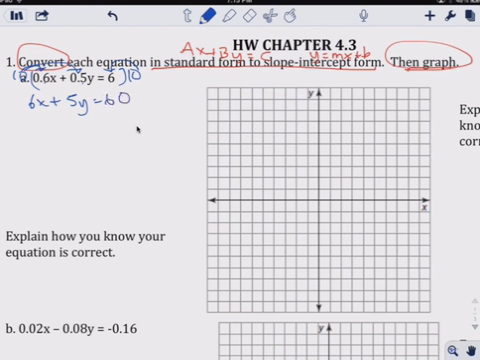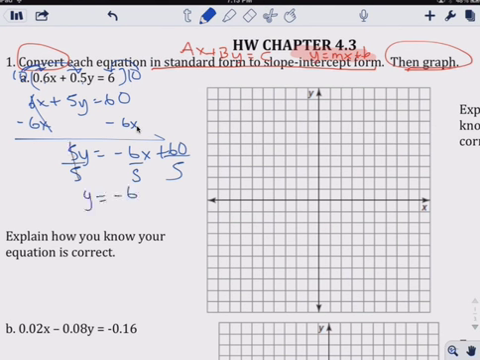Now, we're making it into slope-intercept, so we want y by itself. So you minus 6x, minus 6x. That gives you 5y equals negative 6x plus 60. Divide by 5, divide by 5, divide by 5. Y equals negative 6 over 5x plus 12.